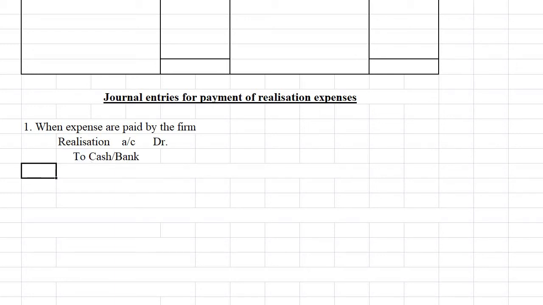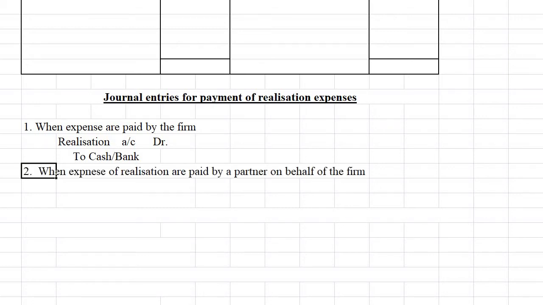Clear? Then next, when the expense of realization is paid by a partner on behalf of the firm. The firm had to pay the realization expense, but now who paid? Partner paid. That is the situation here. When the expenses of realization are paid by the partner on behalf of the firm. So that is actually the situation here. Dia paid the realization expense on behalf of the firm. So what can be the journal entry here? Realization account debit to that partner's capital.